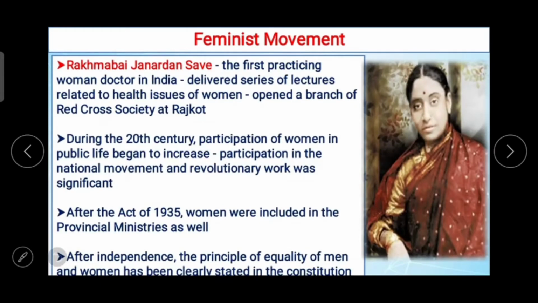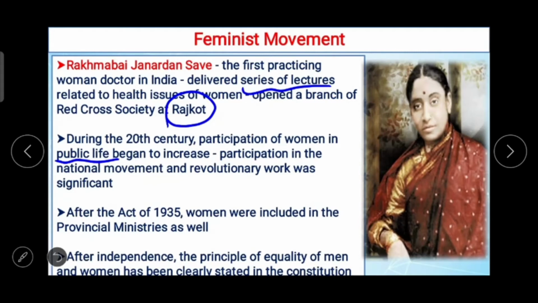Ramabai Janardhan Save was the first practicing woman doctor in India. She delivered a series of lectures related to health issues of women, and she also opened a branch of Red Cross Society at Rajkot. And during the 20th century, participation of women in public life began to increase. Before that, it was not allowed for women to cross the door. Going out of the house was not allowed for them. But during the 20th century, participation of women in public life began to increase. Women's participation in the national movement and revolutionary work was significant, and we already learnt about that.